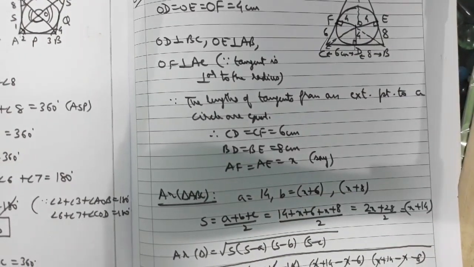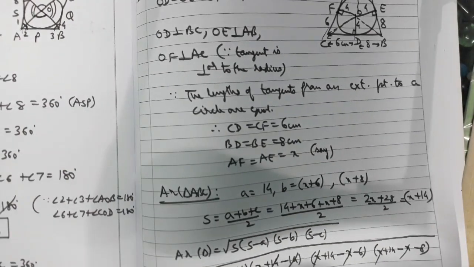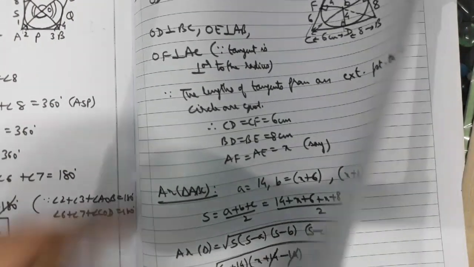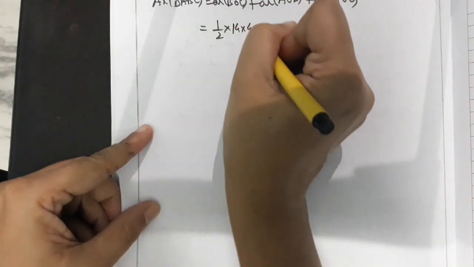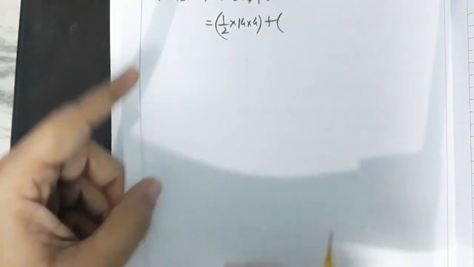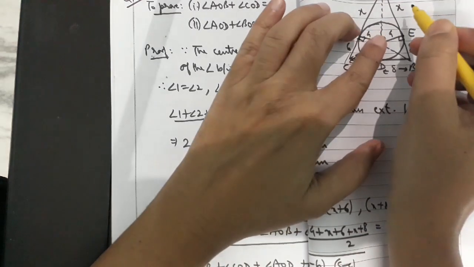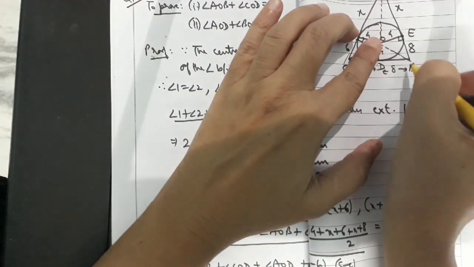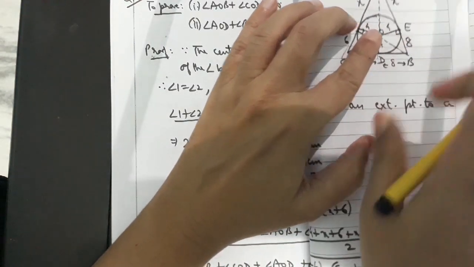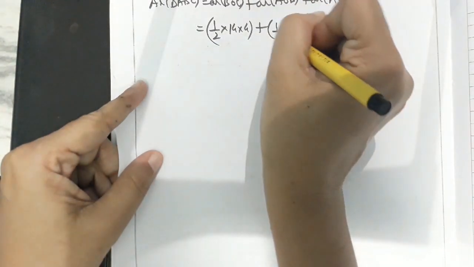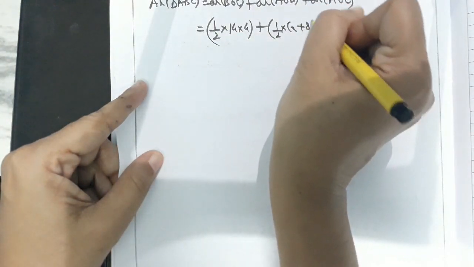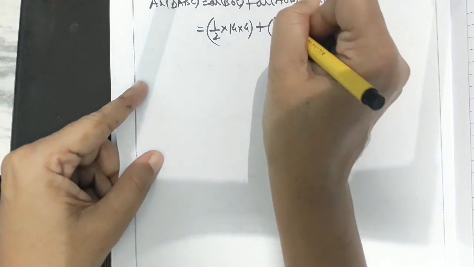So half of 14 into 4. This is the area of triangle BOC. So half of 14 into 4, plus area of triangle AOB. This is triangle AOB. So half of base, this is x plus 8, into height is 4. So half of x plus 8 into 4.